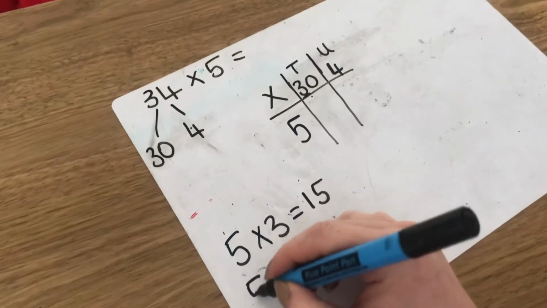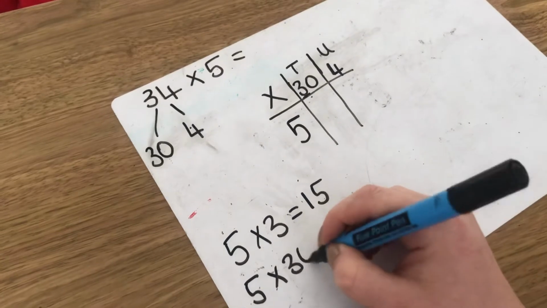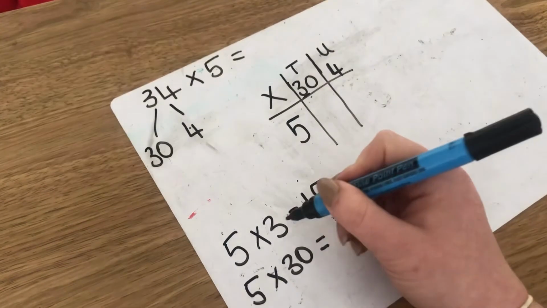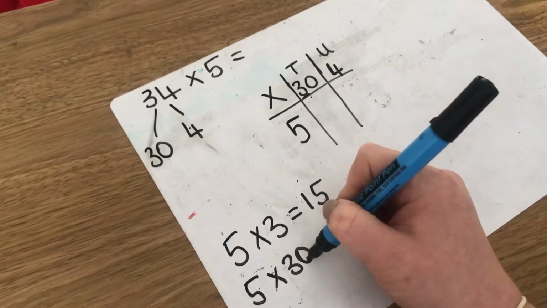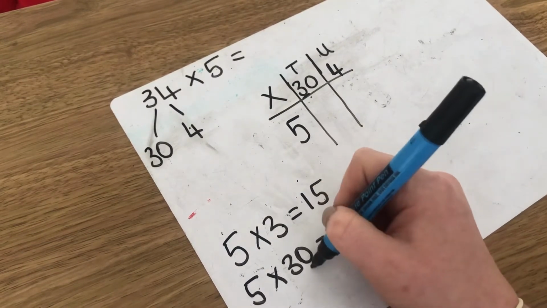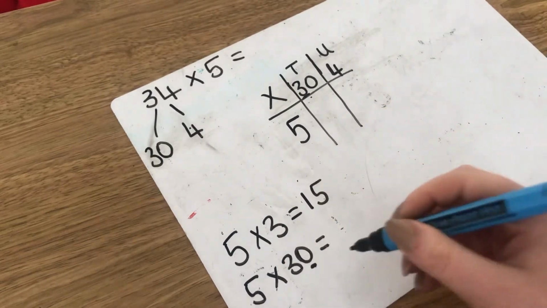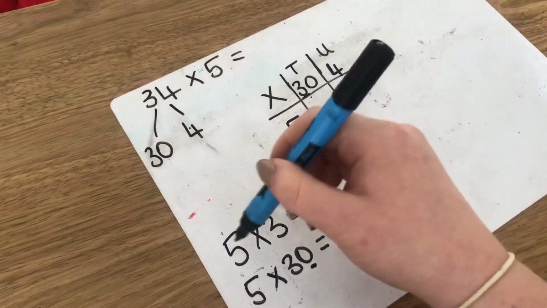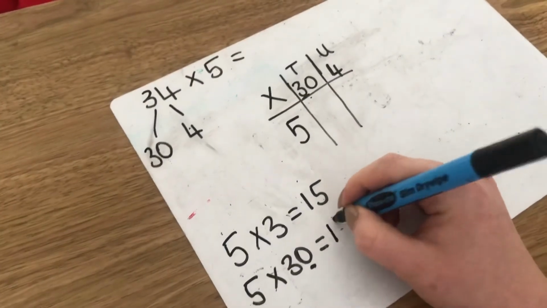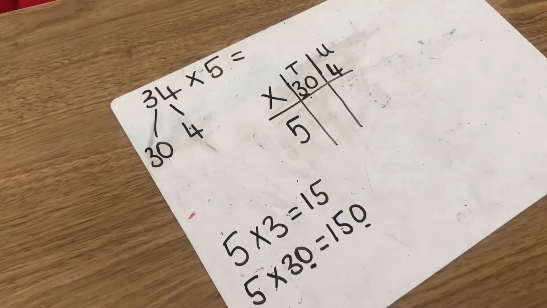So 5 times 30, okay, when I'm thinking about what has happened, how have I got from 3 to 30? Okay, I've timesed it by 10. So that means my answer is going to have to be 10 times bigger. Okay, so 5 times 3 is 15. 5 times 30 is going to be 150.